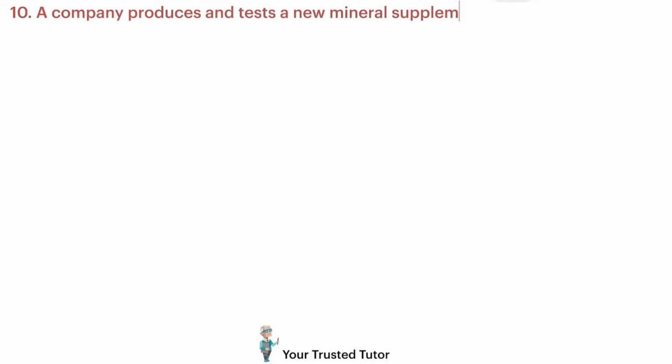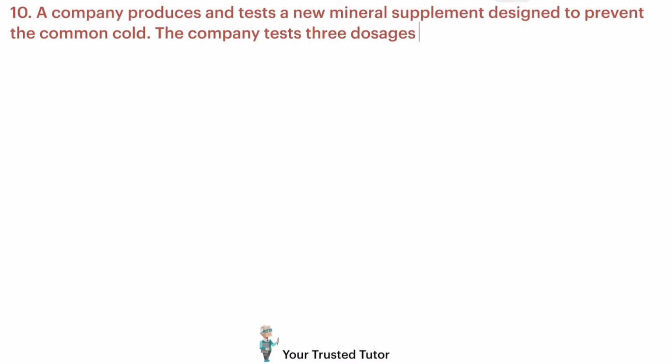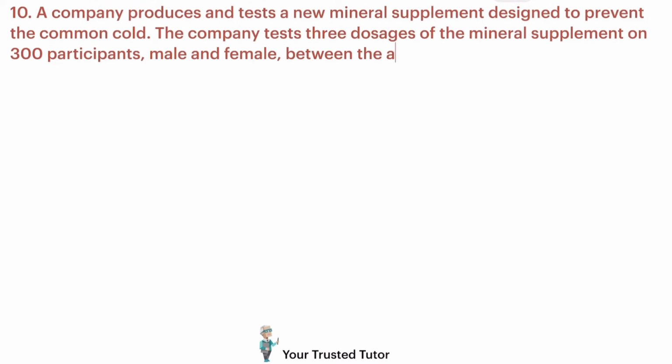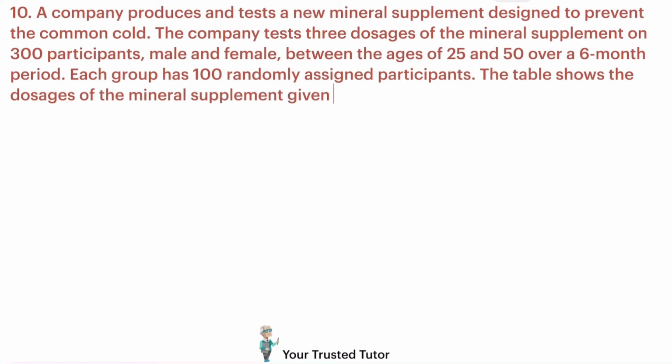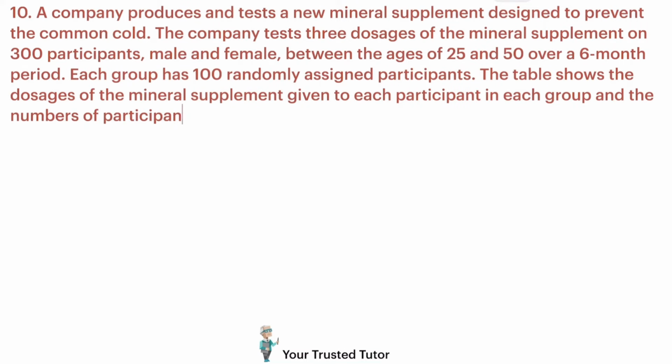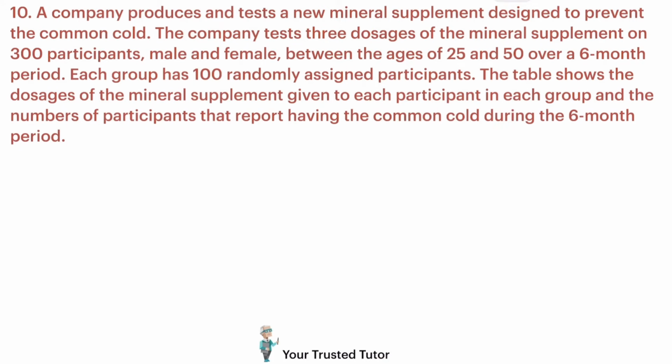Question 10. A company produces and tests a new mineral supplement designed to prevent the common cold. The company tests 3 dosages of the mineral supplement on 300 participants, male and female, between the ages of 25 and 50 over a 6-month period. Each group has 100 randomly assigned participants. The table shows the dosages of the mineral supplement given to each participant in each group, and the numbers of participants that report having the common cold during the 6-month period.